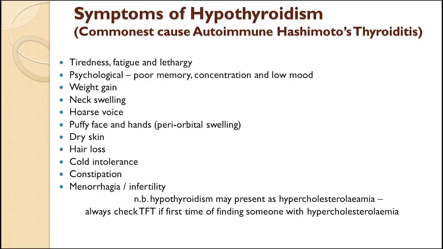Also, when you check the palms, they've got dry skin. Hair loss as well from the scalp or from the outer third of the eyebrows. The outer third, not the inner two thirds, the outer third. And cold intolerance, as you said. Everything slows down. When you're hypothyroid, everything slows down, including your bowels, so you get constipated.